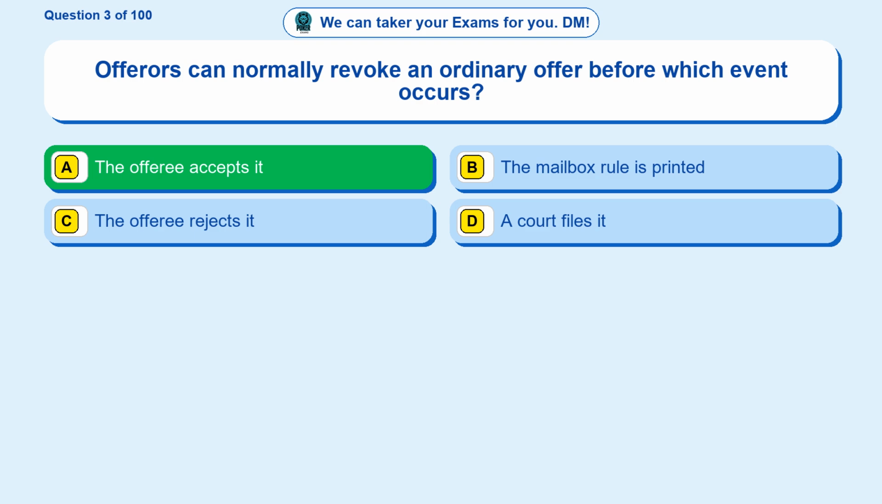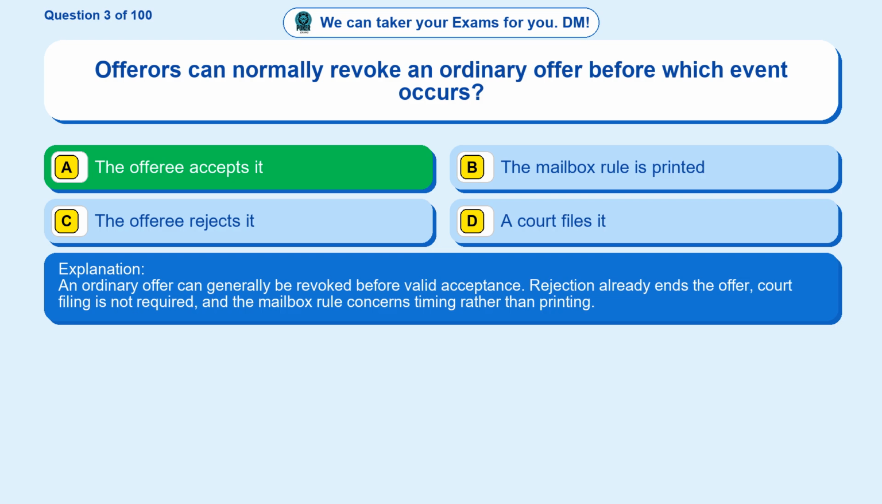The offeree accepts it. An ordinary offer can generally be revoked before valid acceptance. Rejection already ends the offer, court filing is not required, and the mailbox rule concerns timing rather than printing.